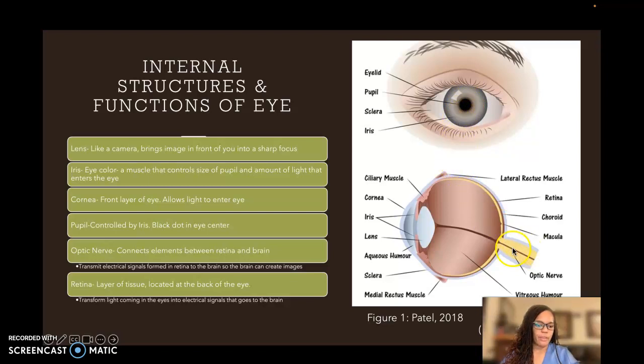So next down here we have the optic nerve, which connects the retina and the brain. And then we have the retina, which is a layer of tissue located at the back of the eye. Your optic nerve transmits electrical signals formed in the retina to the brain so the brain can create those images. And your retina transforms light that comes into the eyes into those electrical signals that go to the brain.